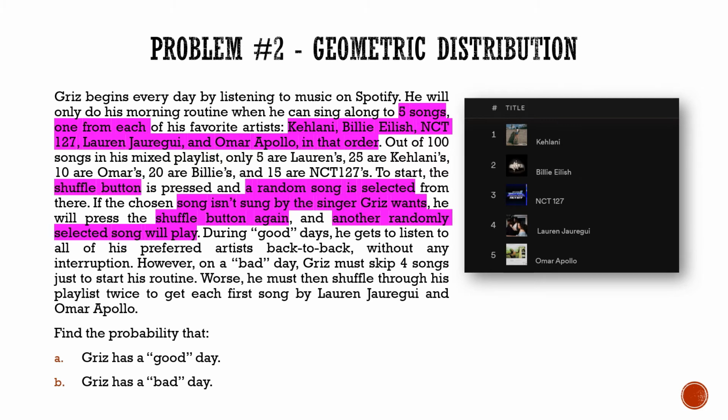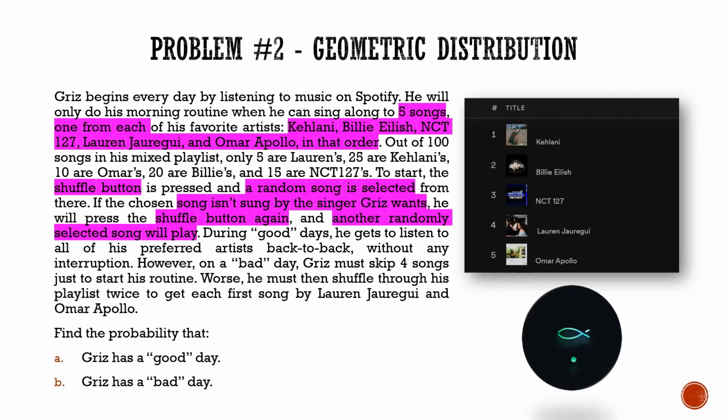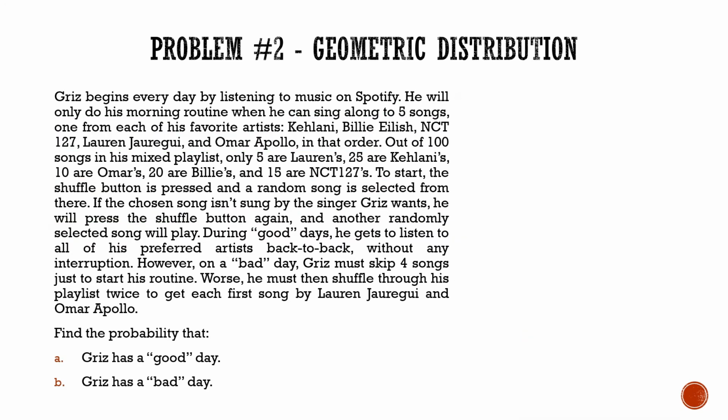Then the problem says that Grizz will press the shuffle button where a random song is selected, and when the song isn't sung by the singer Grizz wants, he will press the shuffle button again and another randomly selected song will play. Now we're going to highlight the second main idea. Here it says that Grizz's playlist consists of 100 songs, and we're given the number of songs from all of his favorite artists in that playlist.